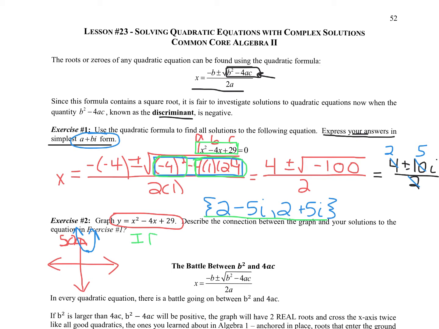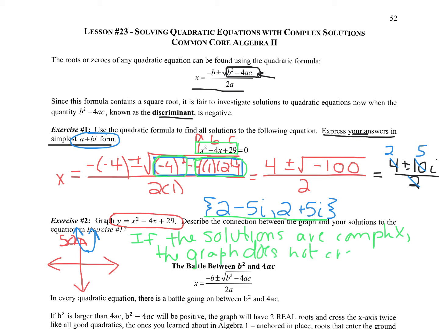So if the solutions are complex, the graph does not cross the x-axis.